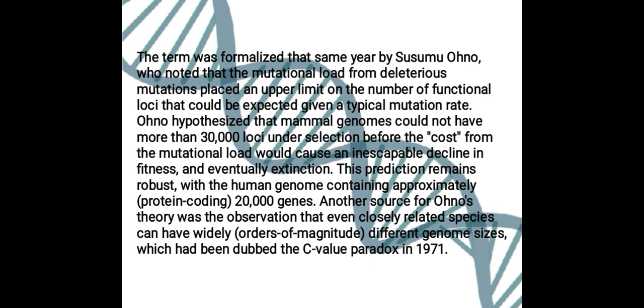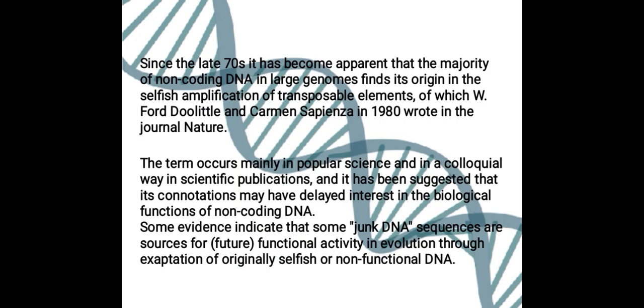Another source of Ohno's theory was the observation that even closely related species can have genome sizes that differ by orders of magnitude, which had been dubbed the C-value paradox in 1971. Since the late 70s, it has become apparent that the majority of non-coding DNA in large genomes finds its origin in the selfish amplification of transposable elements, of which W. Ford Doolittle and Carmen Sapienza in 1980 wrote in the journal Nature.